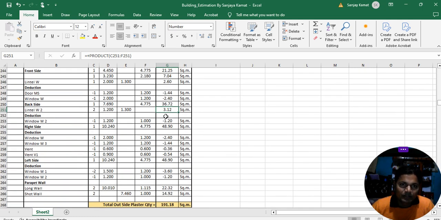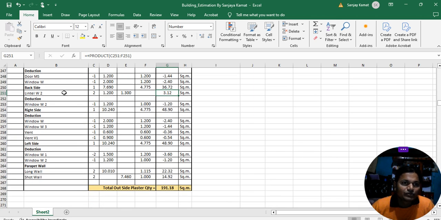After multiplying, you will get the area. How much? 1.312 meter square. Okay, and once you get the backside area, you have to do the deduction. What deduction do you have to do? Window W2 you have to deduct, means you have to reduce this. Then this will be minus 1, and the length is 1.200 meter.